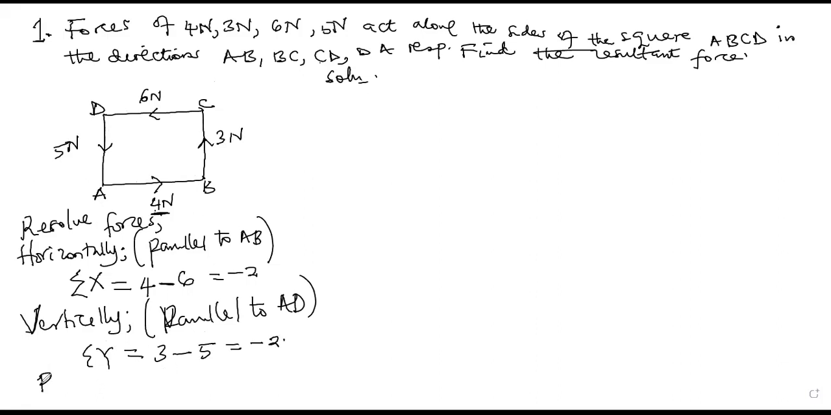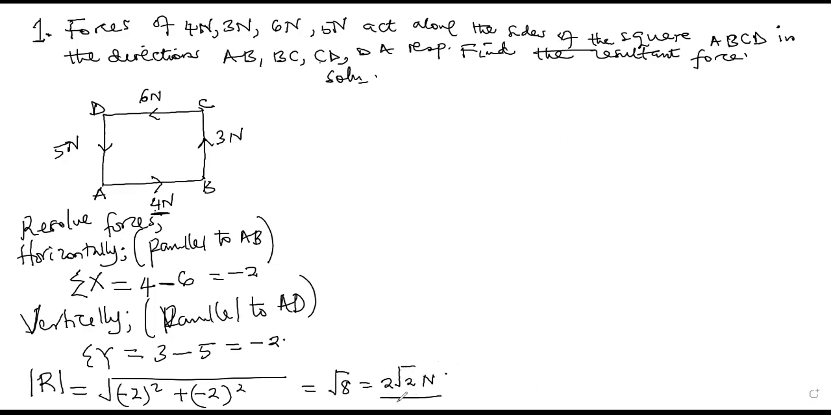Then there I get my magnitude R, which is equal to the square root of negative 2 squared plus negative 2 squared. And this is the same as root 8, which is the same as 2 root 2 Newton. If you're with me about how I've gotten my resultant, type yes. We have just started. We are going to do very many examples. So if you're with me there, first type yes, and I take you ahead.